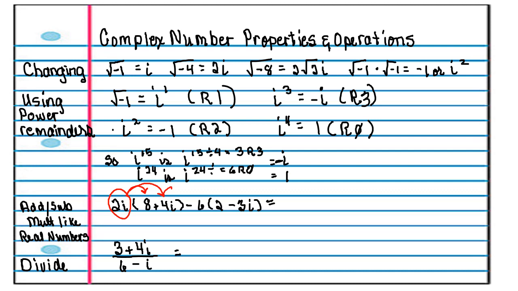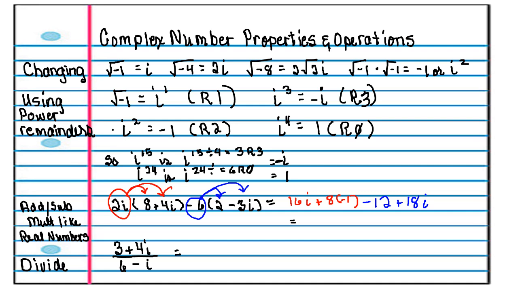So 2 times the 8 gives us a 16i, real number to real number, i to i. 2i times the positive 4 gives us a positive 8i. i times i, -1. All right, -6 distributed: -6 times the 2 gives us a -12. -6 times the -3 gives us a positive 18 and an i. And so now we're just going to combine our like terms.